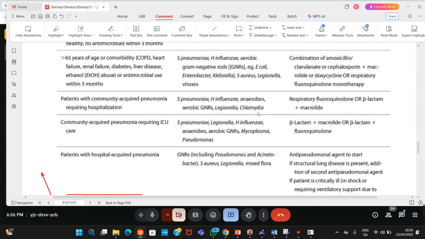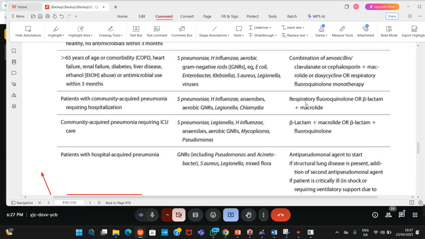If the person is now being taken to the ICU, you need to combine your cephalosporin with a macrolide, or your cephalosporin with a fluoroquinolone. So you don't give fluoroquinolone monotherapy if you are taking them to the ICU, because the organisms vary, but we cannot be learning all these organisms. It's a lot.